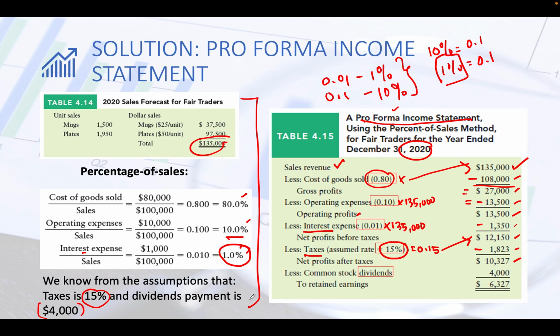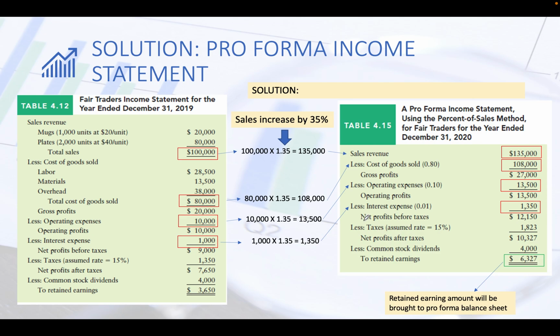Finally, the company pay dividend 4,000. So minus dengan dividend 4,000, the total of retained earning ataupun net profit. Biasanya kat sini panggil net profit. So net profit yang setelah dibayar dividen, dia akan ambil amount ni, masukkan dalam balance sheet bahagian retained earning. Sebanyak 6,327. Okay.